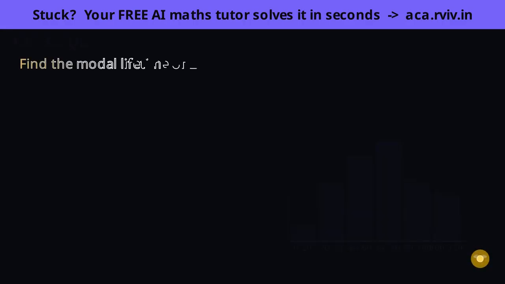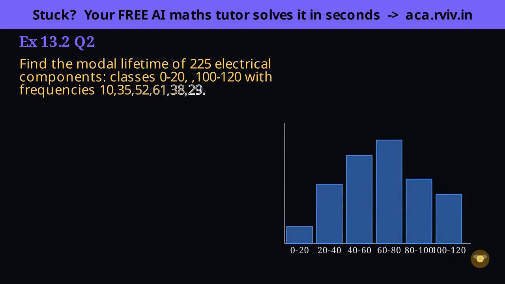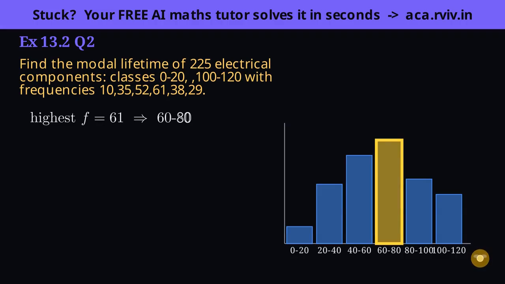A straight modal class formula on component lifetimes, watch the lean. Mode again. So find the modal class first, the greatest frequency. 61 is the peak, so the modal class is 60 to 80. Read off L, H, and the 3 key frequencies.